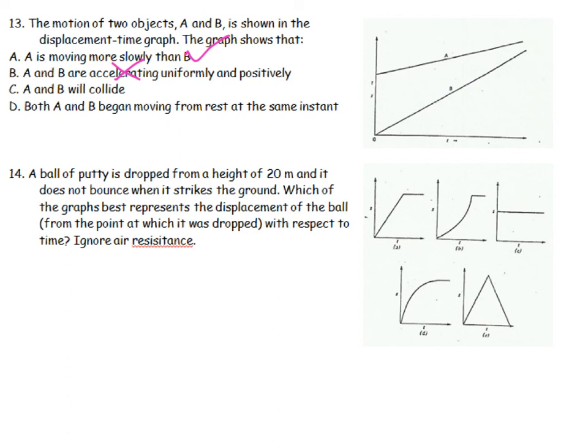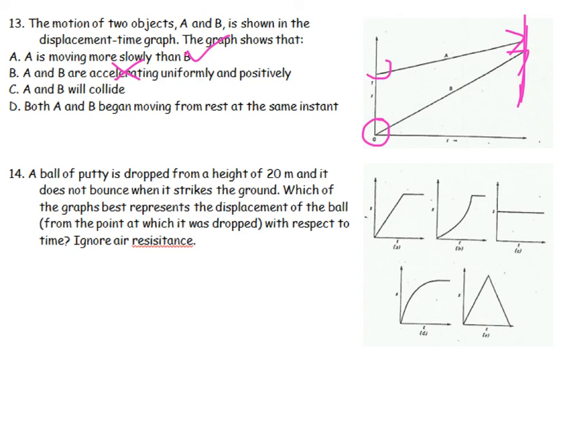A and B will collide. No one says anything happens after that point, so who knows what's going to happen. If there were arrowheads on there, they might collide, but they don't. Both A and B begin moving from rest at the same instant. No one said they started from rest. In fact, they might have started with the same velocity that they have got.